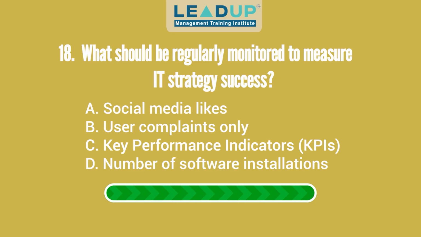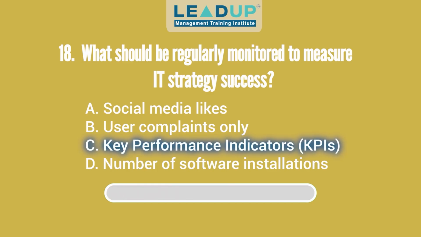What should be regularly monitored to measure IT strategy success? A. Social media likes, B. User complaints only, C. Key performance indicators, KPIs, and D. Number of software installations. Answer: key performance indicators, KPIs.